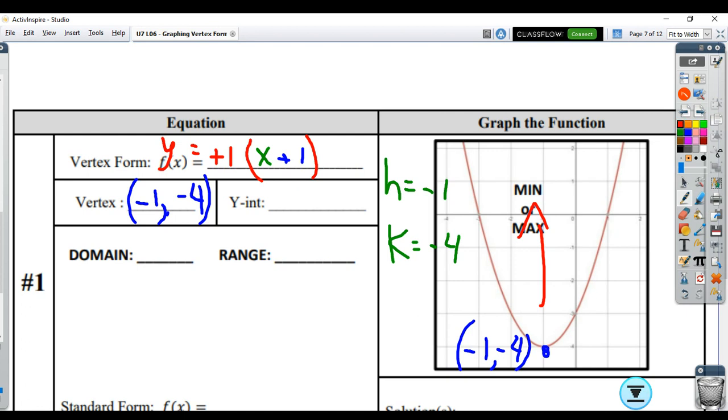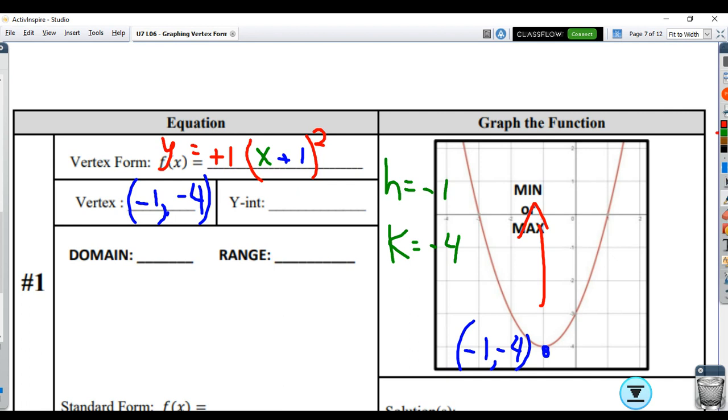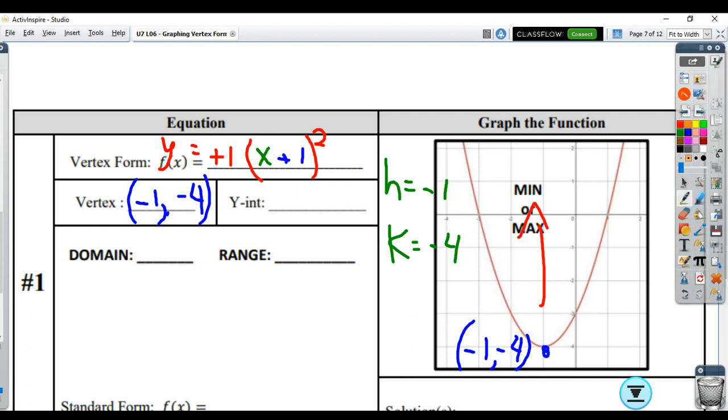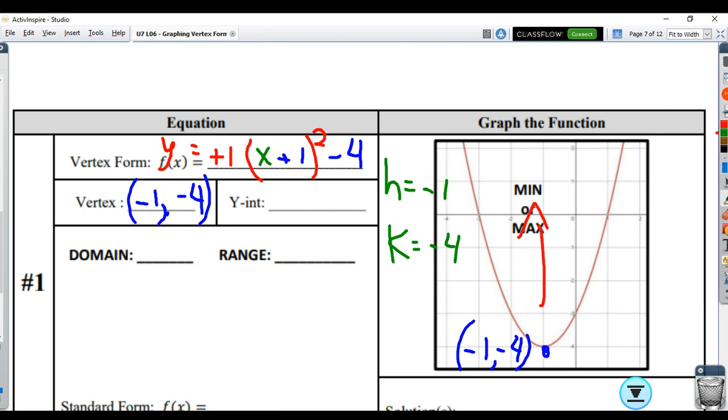And so let's keep going here. We have it squared, and then we have our k value, but our k value is the same. It always tells the truth. So our k value is -4. That's it. That's your equation: 1 times the parentheses x plus 1 squared minus 4.